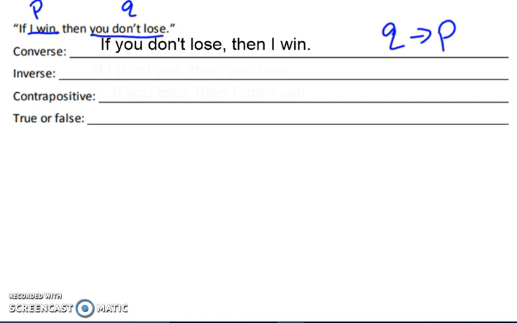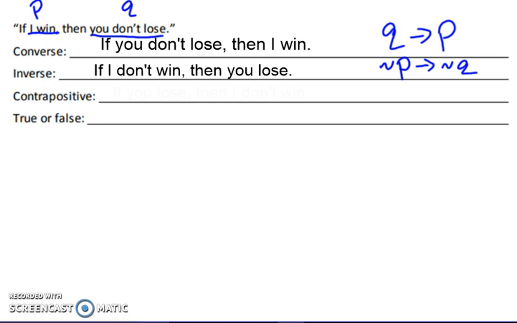Now, the inverse means we negate it, so we're going to keep the same order, but it's going to be negative P and negative Q. This becomes, if I don't win, then you lose. Think about negating it as making it negative if it is positive, or if it is a negative, make it positive. Two negatives make a positive, just like in math. We don't want to say, then you don't lose. You can't have two negatives. We still want proper English. So the opposite of you not losing is you losing.